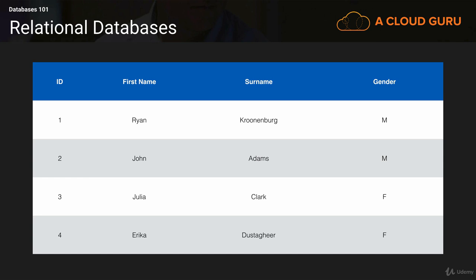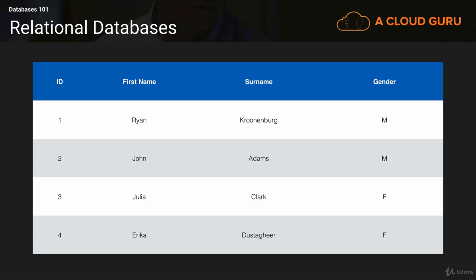I want you to think about what happens if we were to add something else. Maybe we need to add someone's postcode, but maybe we only want to do it for John. Maybe we don't want to do it for Erica or for Julia because they live in Ireland. And believe it or not, Ireland does not have postcodes. So how would you do that in a relational database?